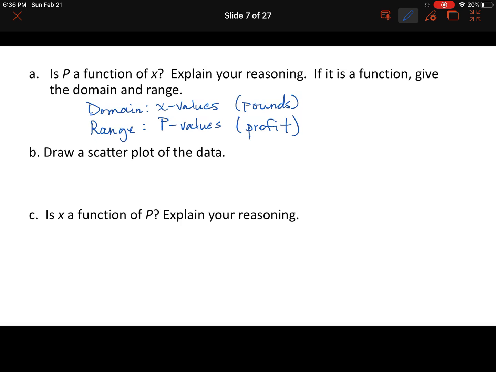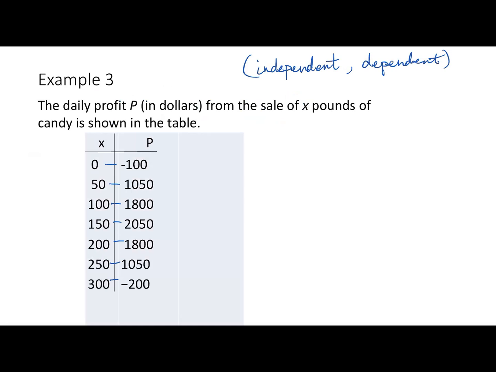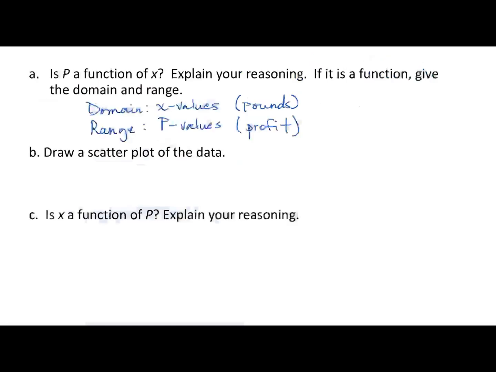Draw a scatter plot. We'll leave that scatter plot drawing to you all. Just reference the first example where we drew a scatter plot. And if it wanted to work this in reverse, you'll see that P corresponds, if it was turned in the opposite way, then X would be a function of P.